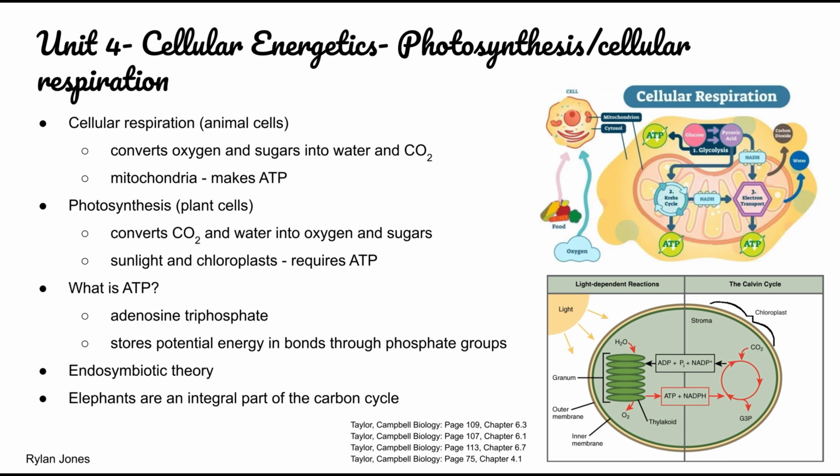Important here is endosymbiotic theory, which states that ancient eukaryotes ate ancient prokaryotes, and instead of digesting them and converting them into nutrients, they formed a symbiotic relationship in which those ancient chloroplasts and mitochondria would provide the cell with energy and nutrients, and the same in reverse.